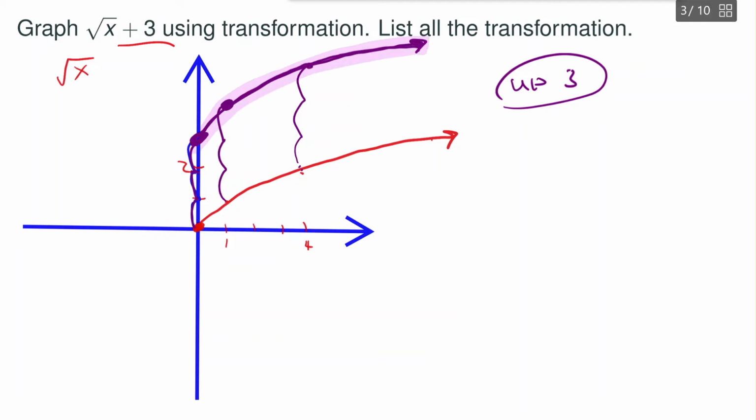So make sure you don't get confused. This is different from square root of x plus 3, because in this case we have a horizontal transformation. Right? So don't get confused. These are different. This one takes the square root first and adds 3, whereas this one adds 3 first and then takes the square root.